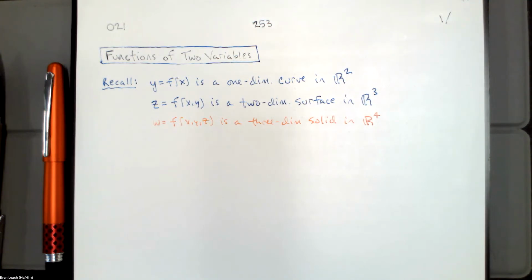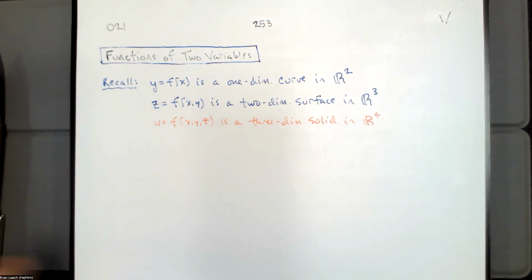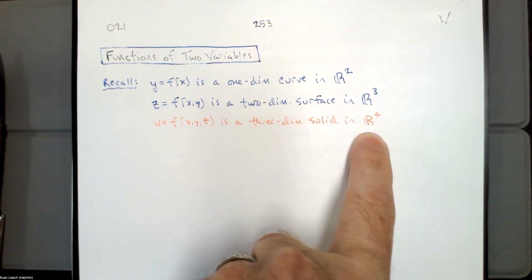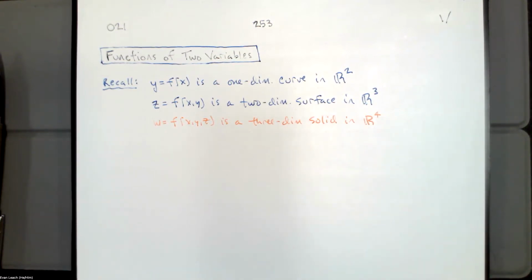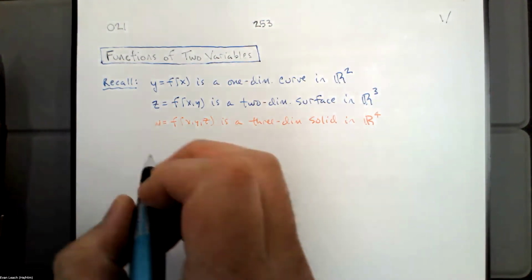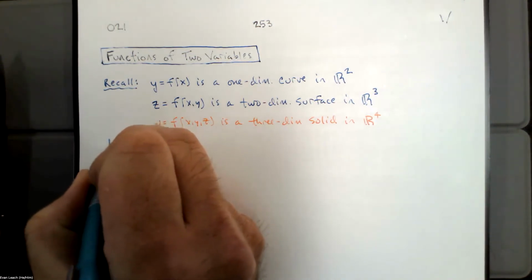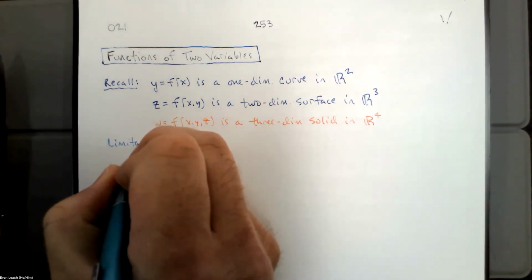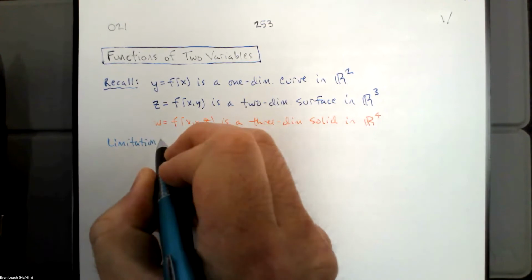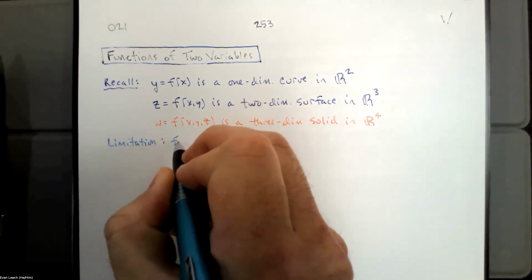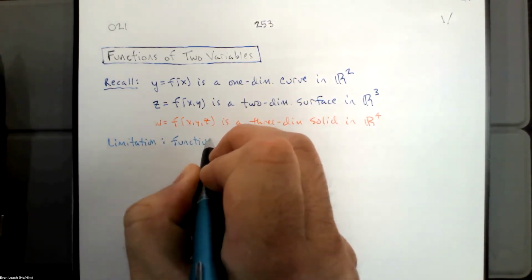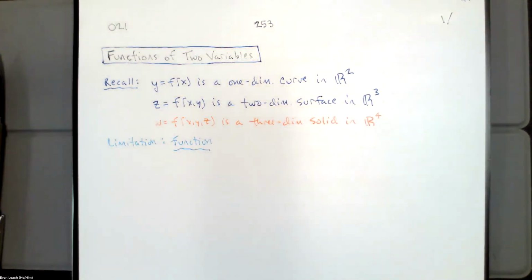So this 1, 2, and 3, depending on the inputs, that's how much space we're taking up with the inputs and how much space we're leaving for the outputs. The limitation here is that we're dealing with a function. That's a limiting factor.